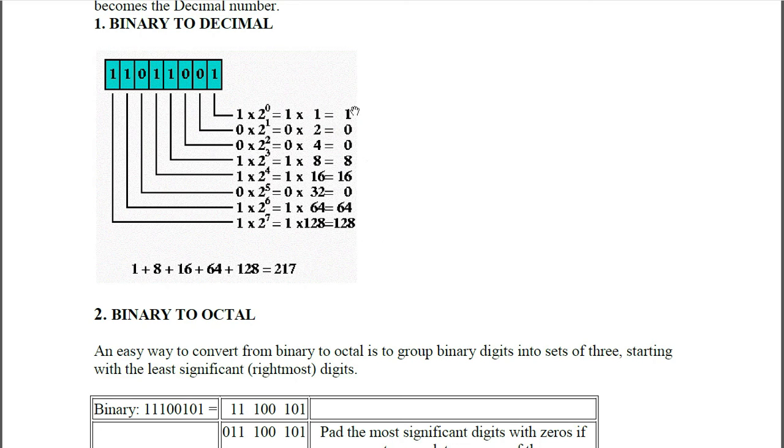Next, in order to find the corresponding decimal, we have to add all these answers. So 1 plus 0 plus 0 plus 8 plus 16 plus 0 plus 64 plus 128. The answer is 217. So the decimal equivalent of this binary number is 217.